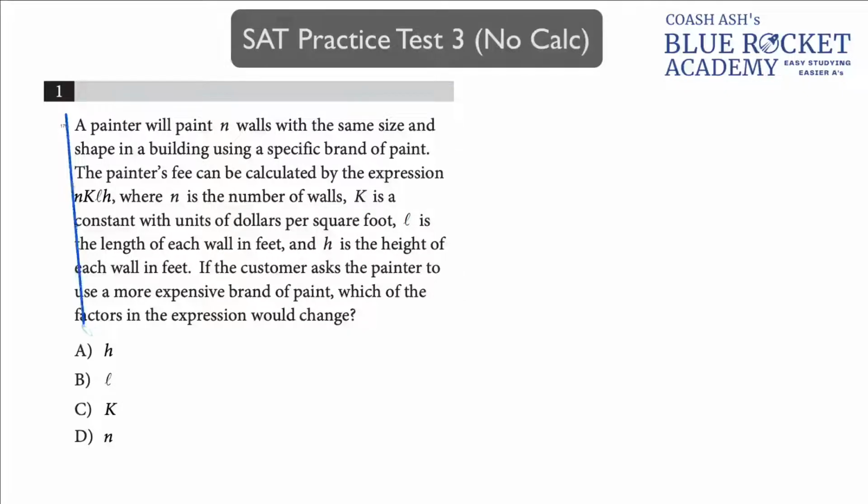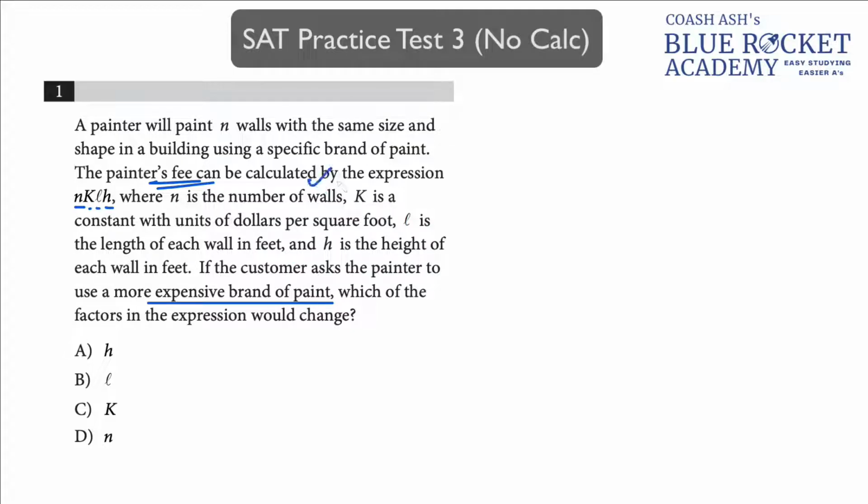Now, if you see such a wordy problem right at the start of the test, this is question number 1, you just want to look at the questions here. If the customer asks the painter to use a more expensive brand of paint, so now you've got this equation n times k times l times h. That's the amount of money that the painter is going to charge. So which of these are dependent upon the paint?